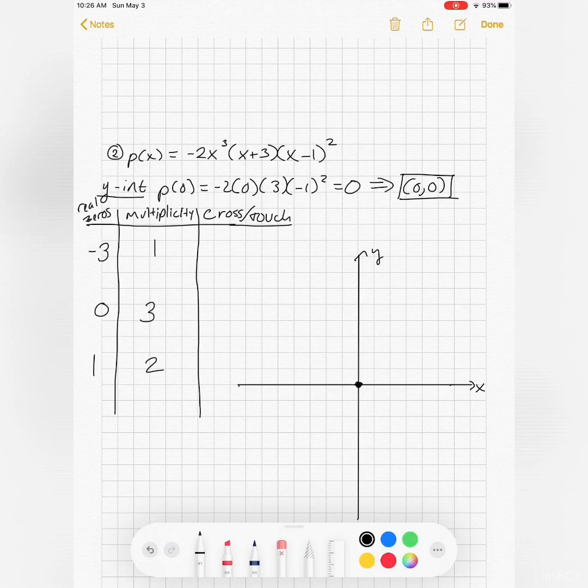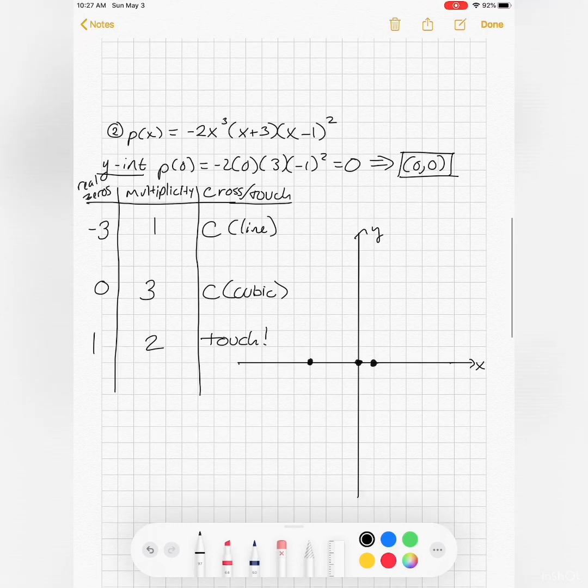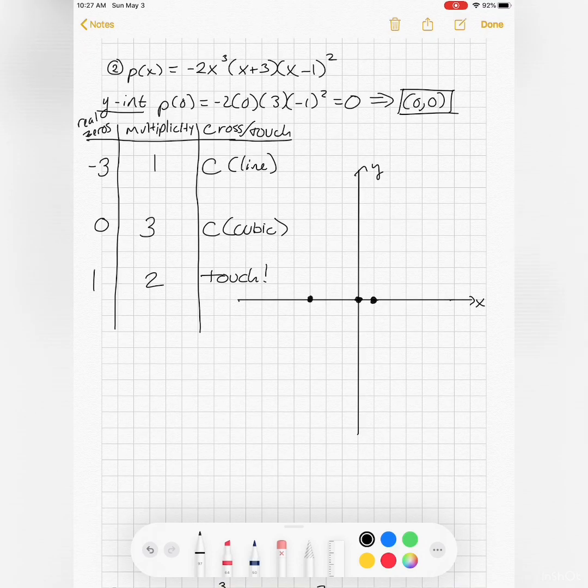So an odd power of 1 crosses, and power 1 is like a line. An odd power crosses, and a higher odd power is a cubic. If that was a 7 here, it would also be a cubic. Any odd power higher than 1 is cubic. Here I have an even power, so it touches. Let me put the intercepts: -3, 0, and 1.